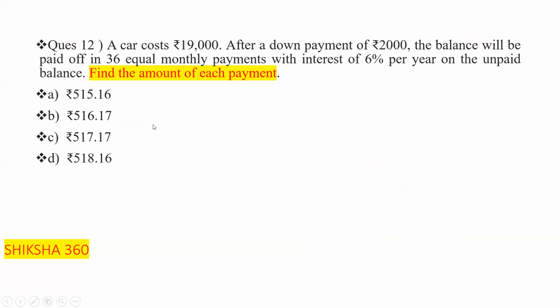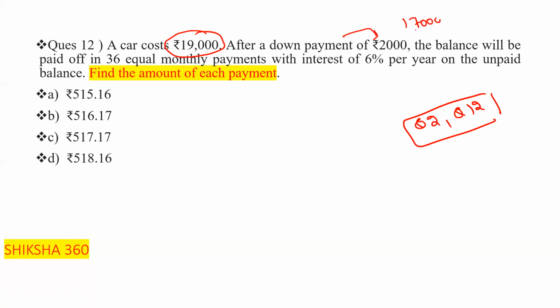Now one question I will give for practice. Question number 12 is for practice. This type of question, a house type question, we have already discussed. A car costs rupees 19,000. After a down payment of rupees 2,000, how much do we have left? 17,000. The balance will be paid off in 36 equal monthly installments.